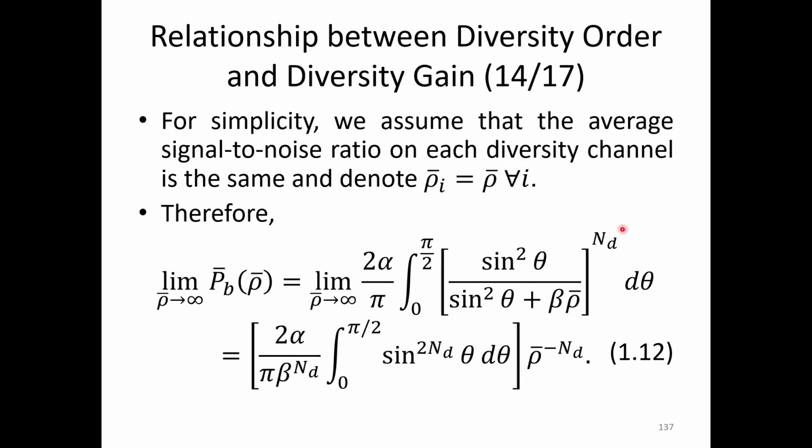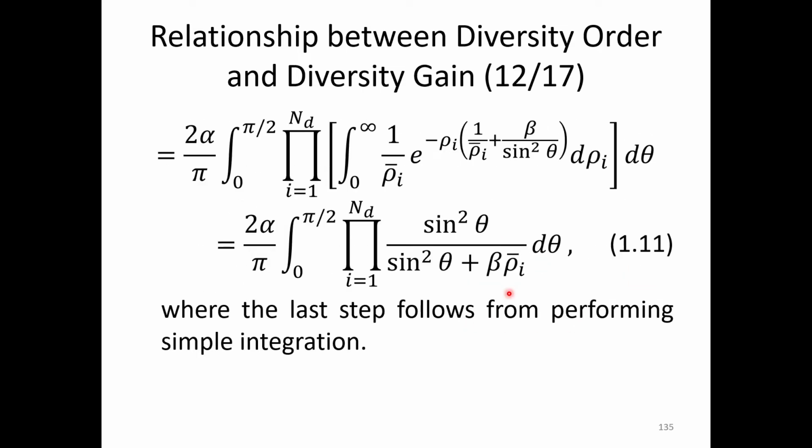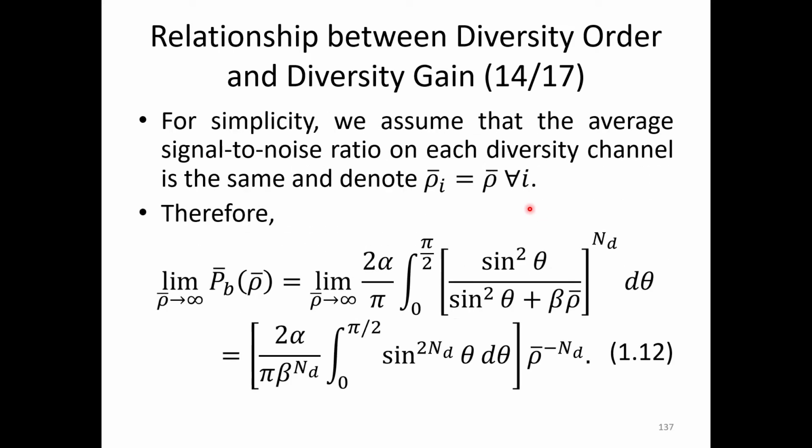How do we obtain this term? Please return to equation 1.11. Because we now let rho bar I be equal to rho bar for all I, this term can be replaced by rho bar, and the product from I equal to 1 to ND. Now in this term we do not have any term which is related to I, so we can replace this product by the power of ND. So we have this term to the power of ND.